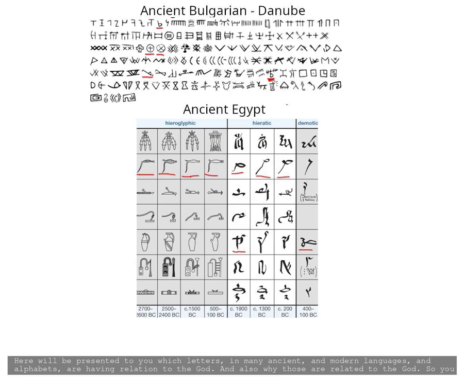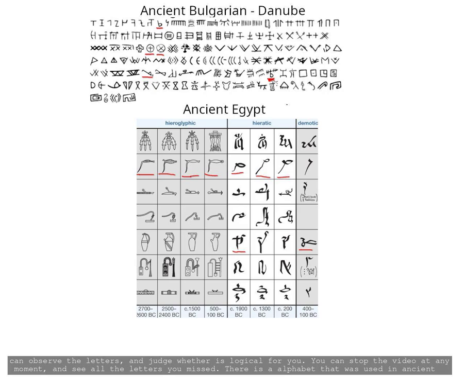Here will be presented to you which letters in many ancient and modern languages and alphabets are related to the god, and also why those are related to the god. So, you can observe the letters and judge whether it is logical for you. You can stop the video at any moment and see all the letters you missed.